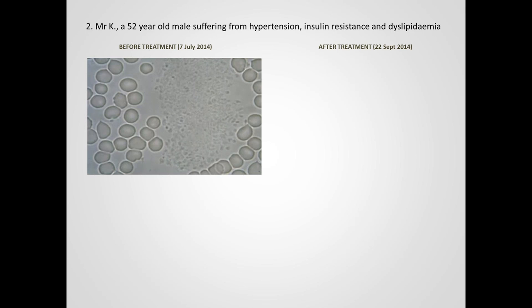Okay, so in this example we have a 52-year-old male suffering from hypertension, insulin resistance, and dyslipidemia. Very interesting picture on the right there, the live blood example. We can see the sort of grayish structure towards the center of the image. That's actually a group of platelets or thrombocytes.